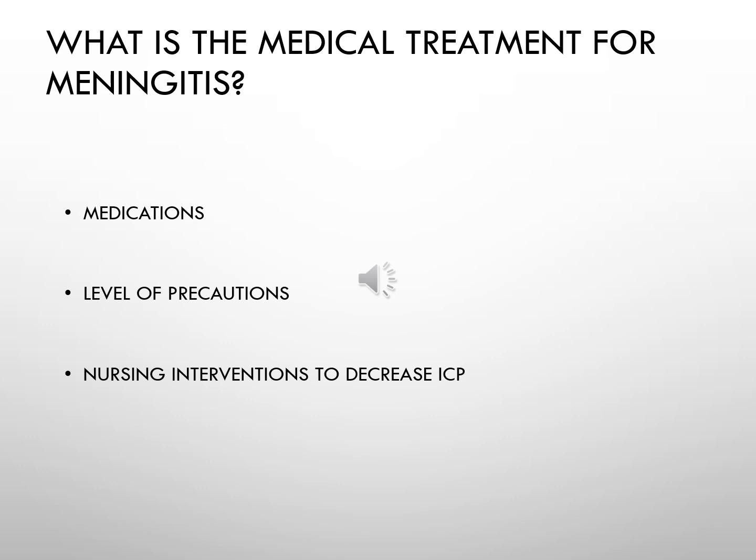So when we look at level of precautions, we're going to be looking at the neurological sequelae. So, that hearing loss, seizures, behavioral problems, and then the CDC recommends droplet and standard precautions for at least 24 hours after the antibiotics are initiated. And then another precaution is going to be post-exposure prophylaxis. So they're going to be getting rifampin, Cipro, ceftriaxone, and then some immunizations are also important. So what are some nursing interventions to decrease that intracranial pressure that you came up with?